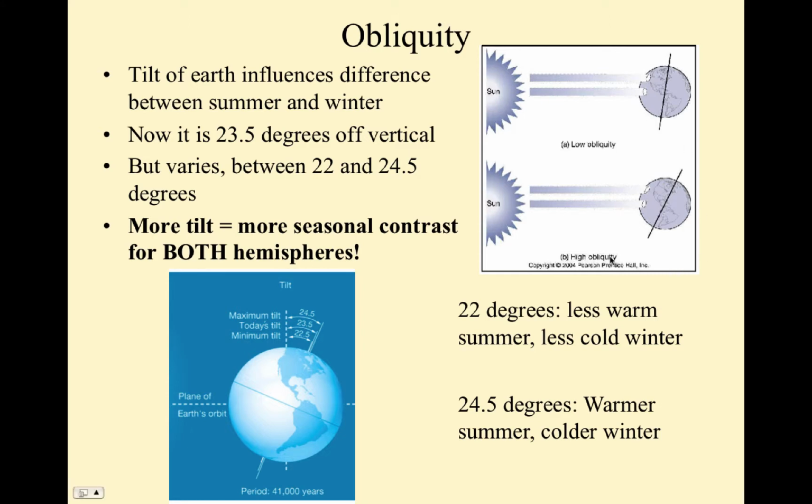Obliquity, the tilt of the Earth, influences the difference between the summer and winter solar fluxes. Right now, we're at 23.5 degrees off vertical, but again, it varies between about 22 and 24.5 degrees. With more tilt, you'd expect more seasonal contrast for both hemispheres. That means the solar flux would be coming in more perpendicular than typical during the summer because you're facing the sun more directly. And as you rotate around to your winter time, the sun's coming in also at a more extreme angle, giving you less solar radiation during your winter. So again, more tilt means more seasonal contrast for both hemispheres.